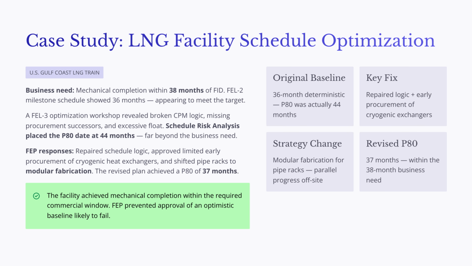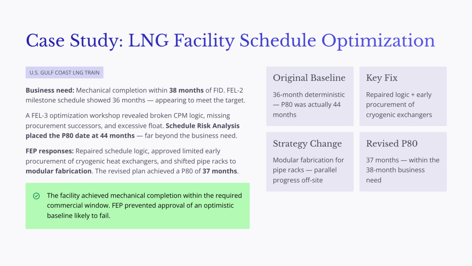During FEL3, the owner required a schedule optimization workshop. The team converted the milestone schedule into a more detailed Level 3 CPM schedule and performed a schedule quality review. That review found serious problems. Some procurement activities had no successors, which meant the schedule did not show how late equipment delivery would affect construction. Several activities had excessive float because of missing logic. The critical path test also failed, showing that the schedule logic was not reliable.